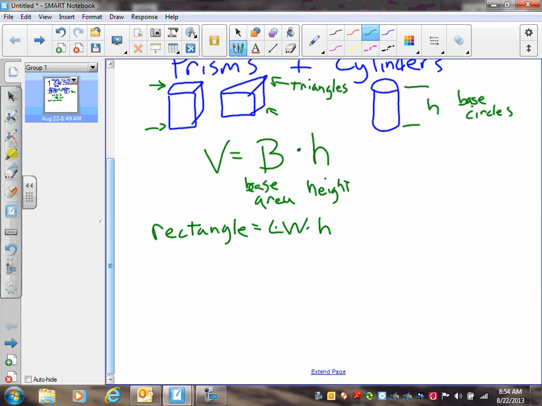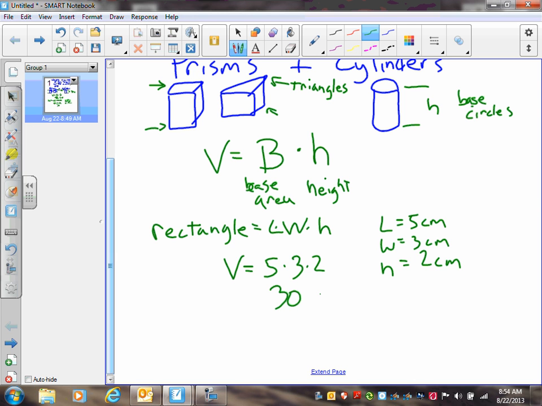So if you have a rectangle whose length was 5 centimeters, whose height or width was 3 centimeters, and whose height was 2 centimeters, the volume would simply be volume is 5 times 3 times 2, which is 30 centimeters cubed. You can also write that cubic centimeters. They're actually supposed to be degrees there because they are abbreviations.